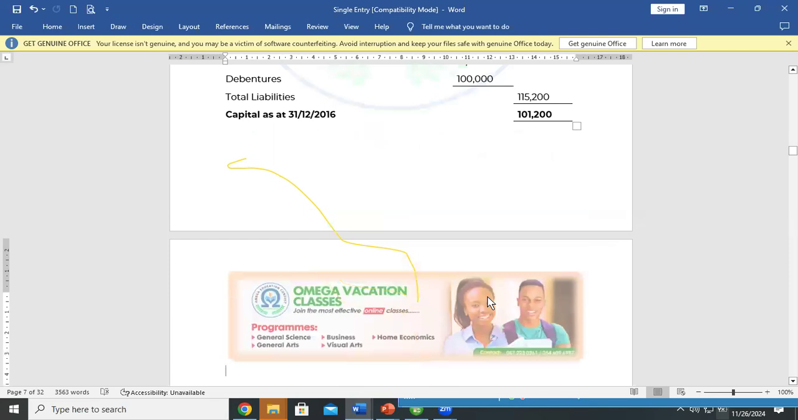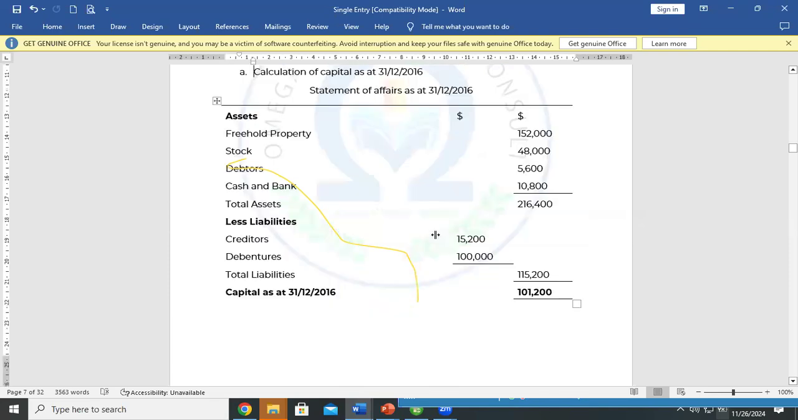So let me do that quickly. You put your title, statement of affairs, as at the date you are asked to prepare, 31st December 2016. And as I indicated to you, you bring your assets, starting with the fixed assets followed by the current assets, right? So you sum them and then you less the liabilities, which were creditors and debenture. And then what you get is your capital. So this is your statement of affairs. Very simple, very simple.